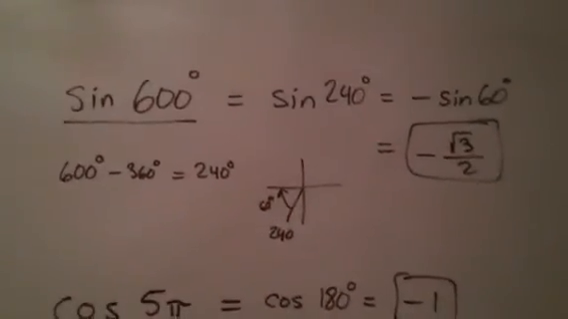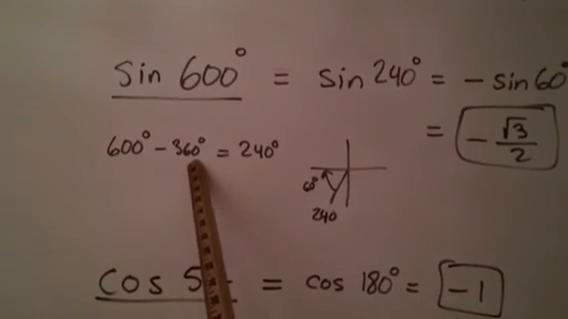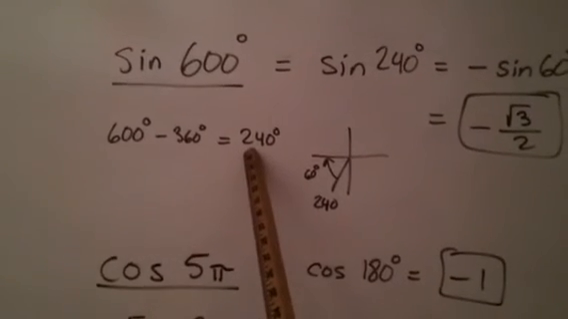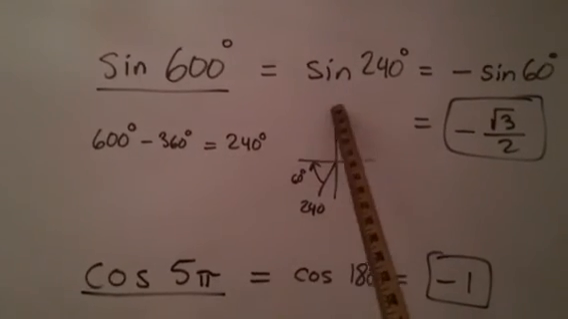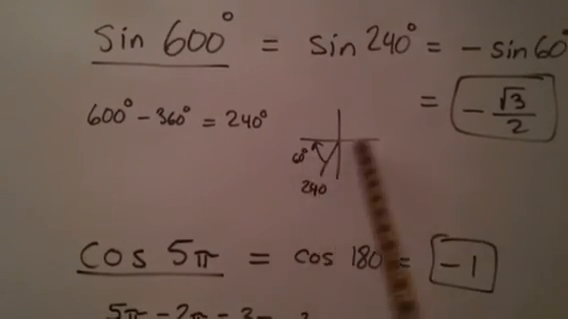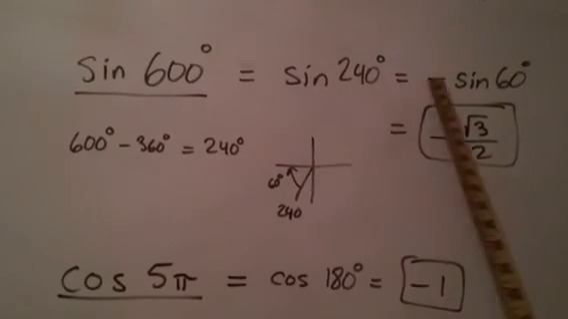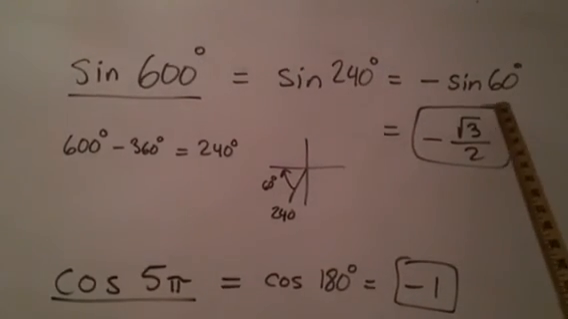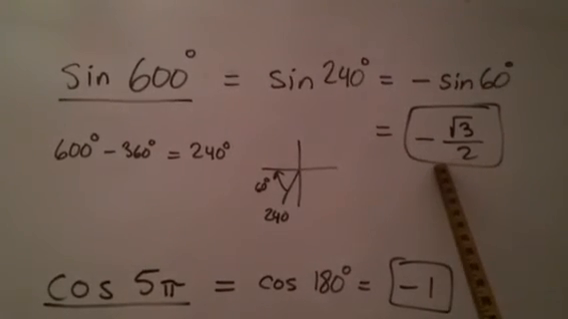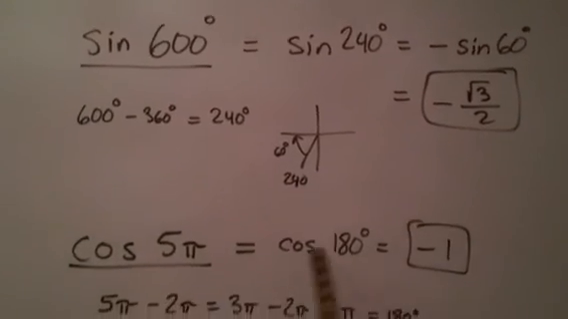The sine of 600 degrees, if we subtract 360 now to get it down to a number between 0 and 360, I get 240. The sine of 240, again, has a reference angle of 60 degrees. And sine in the third quadrant is negative. So sine of 240 is negative sine of 60 degrees. Sine of 60 degrees is square root of 3 over 2. And thus, negative square root of 3 over 2.